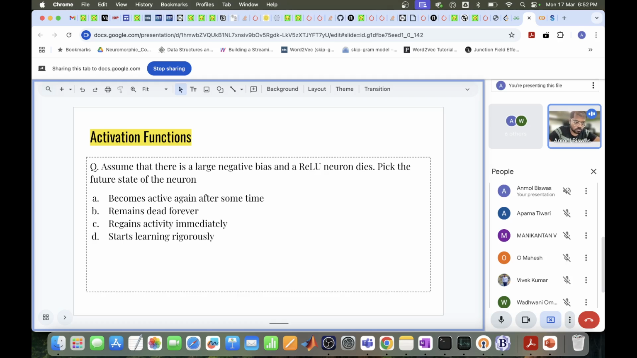So this one is talking about the issue with ReLU neurons and having biases, right? Assume that there is a large negative bias to a certain neuron, and because of that large negative bias, the ReLU neuron has died. It is not giving any output. Remember that if the input to the ReLU neuron is negative, you will get 0. So if the input is always negative because there is a huge negative bias attached to that neuron, then that neuron will kind of die in a sense. That's what is being described here. The question is, what happens to the future state of this? Does it stay dead or is it able to recover?